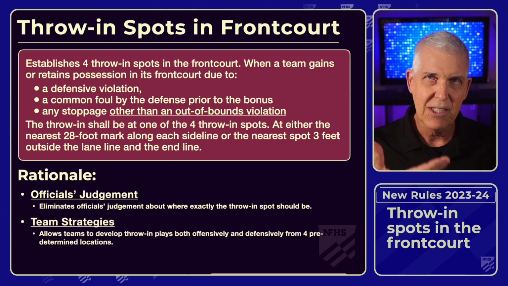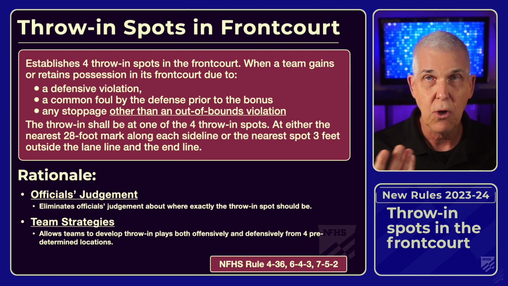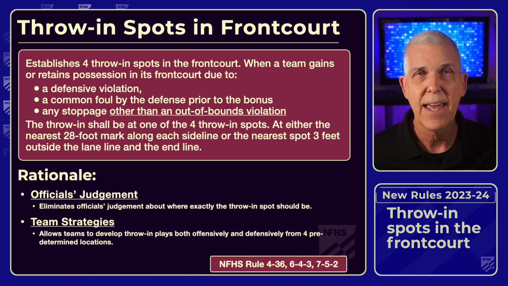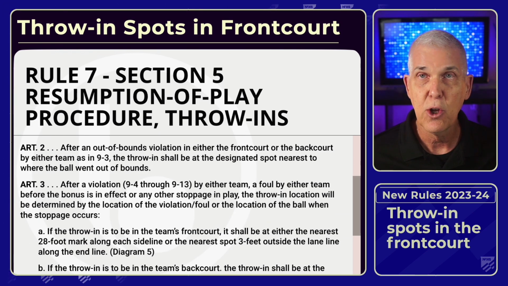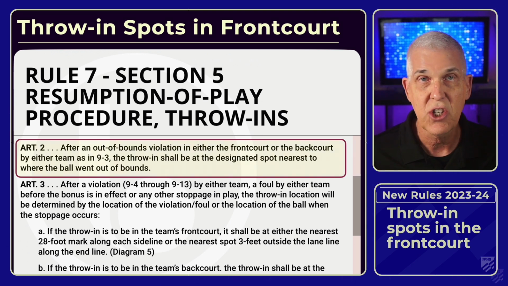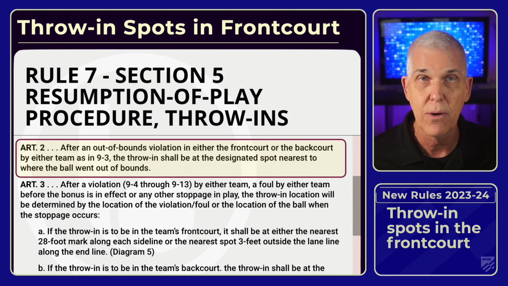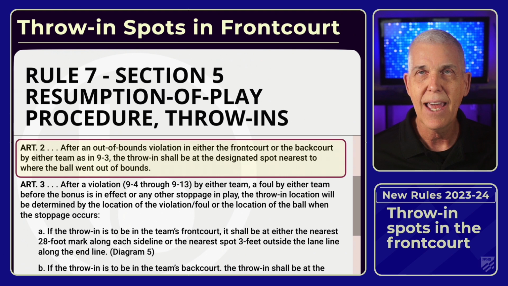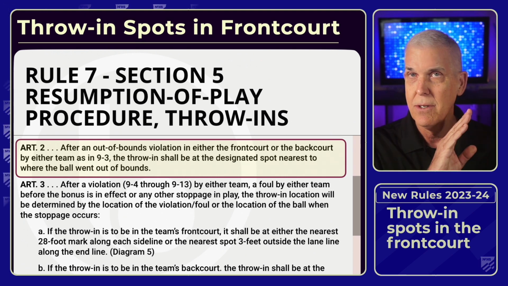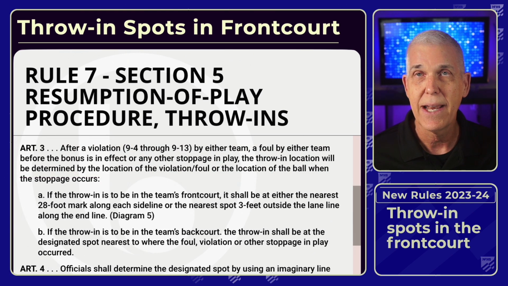And it allows teams to develop strategies specific to those 4 throw-in spots. Almost all of their front court throw-ins now are going to be from those 4 spots, and they can develop specific plays. If we look at the rule itself, it re-emphasizes, or Article 2 does not change, after an out-of-bounds violation in either the front court or the back court by either team, it will be a throw-in spot nearest to where the ball went out of bounds. Out of bounds, always, front court, back court, doesn't matter. Nearest the spot it went out of bounds.